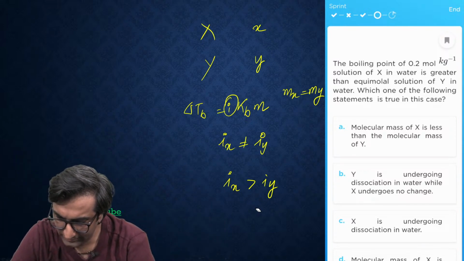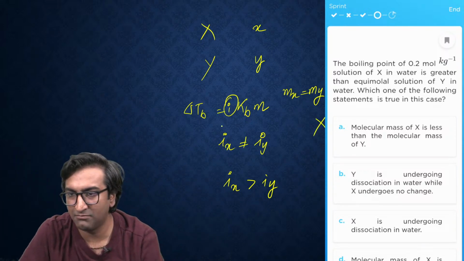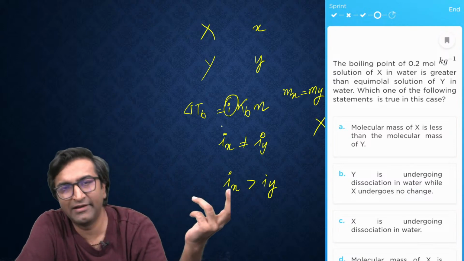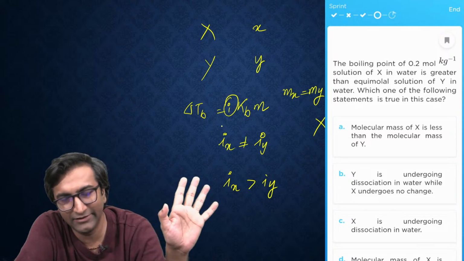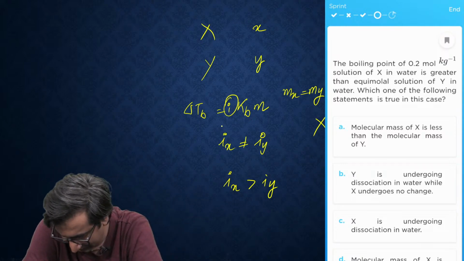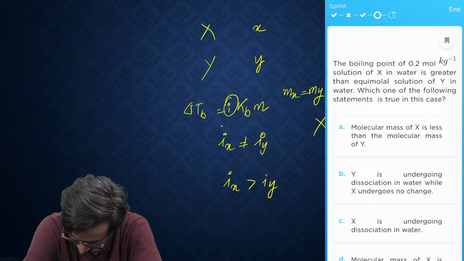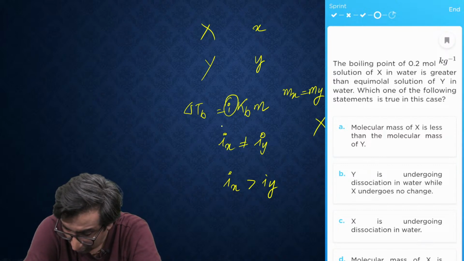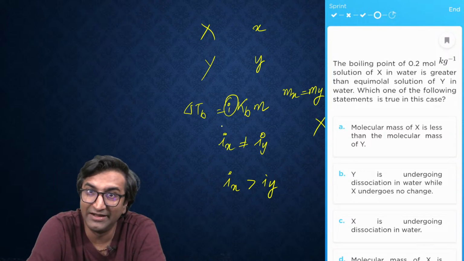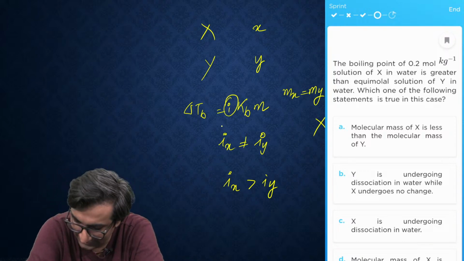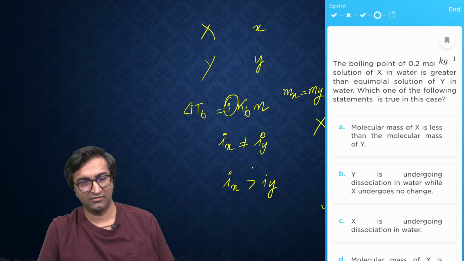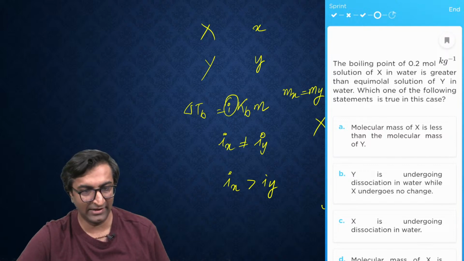Okay. So let's cross out option, the first one. Molecular mass of X is less than... that's immaterial. Molecular mass कम हो ज्यादा हो क्या फर्क पड़ता है? Molality तो same है. Y is undergoing dissociation in water while X undergoes no change. B भी गलत है. Because अगर Y undergoes dissociation and X does not, then iy will be greater than ix. But it is given here that ix is greater than iy. So X is undergoing dissociation. I like this one. ये वाला सही है ना? मुझे C लगता है सही होगा. I like this.